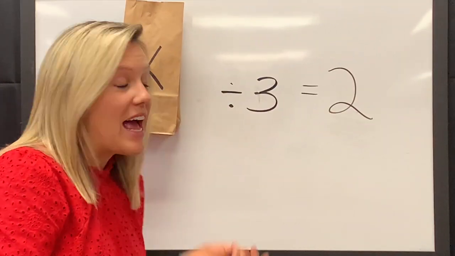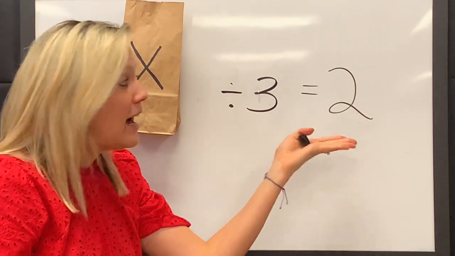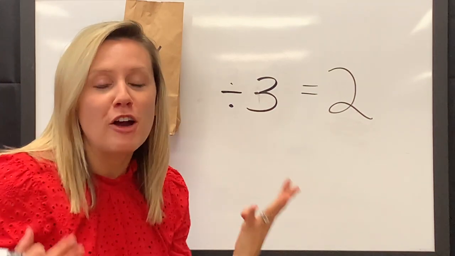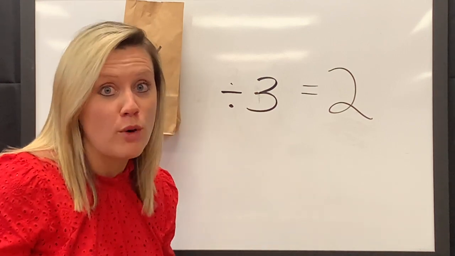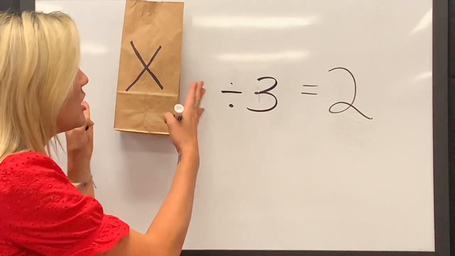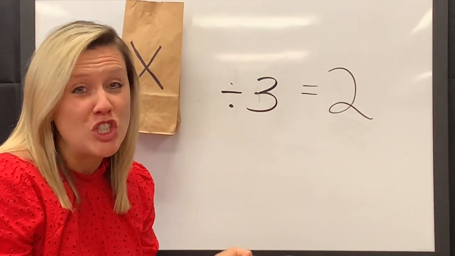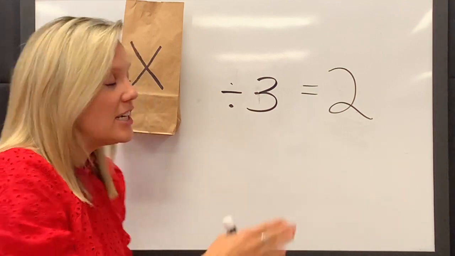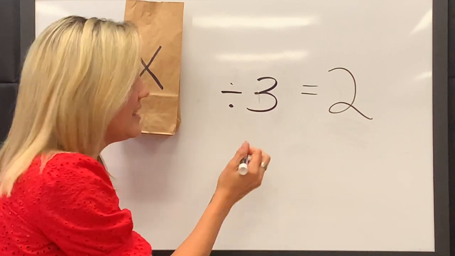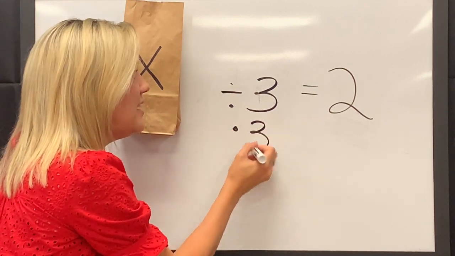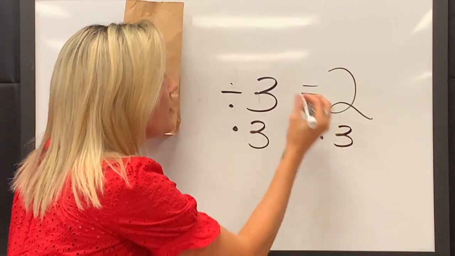Let's try another one. This time, whatever is in my bag, if I were to divide that by 3, I would get 2. Now you might already know the answer. Something divided by 3 is 2, but we're going to show our work, and we're going to make sure the only thing on the left side of our equal sign is just our variable, which is x. So I'm going to get rid of my dividing by 3 by doing the opposite, times 3, and that will get rid of it. And I'm going to do the same thing on this side.